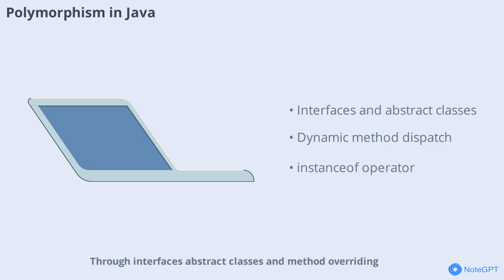Java is a great example of a language that supports polymorphism. Through interfaces, abstract classes, and method overriding, Java enables you to write flexible and reusable code. The instanceof operator and dynamic method dispatch are key features that make polymorphism practical in Java applications.